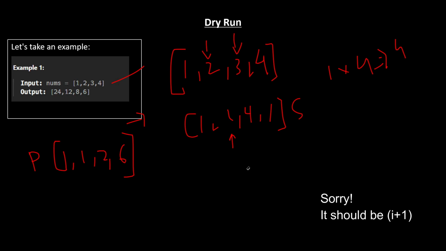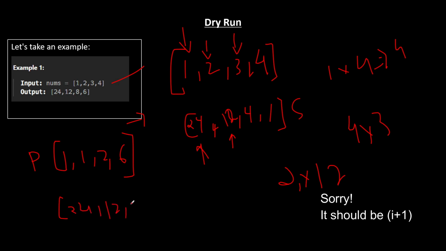Now suffix of i plus 1 is 4, and nums of i plus 1 is 3. So we get 12 for this index, right? Now we come here. For nums of i plus 1, we get 2. And for suffix of i plus 1, we get 12. If you multiply them, we get 24. So for suffix, we are getting 24, 12, 4, comma 1, right?